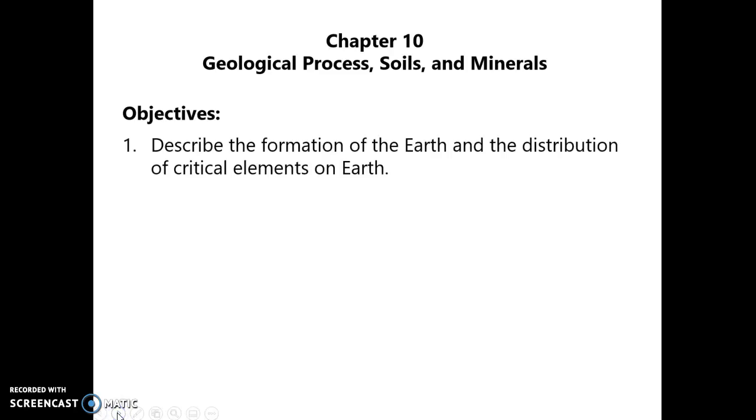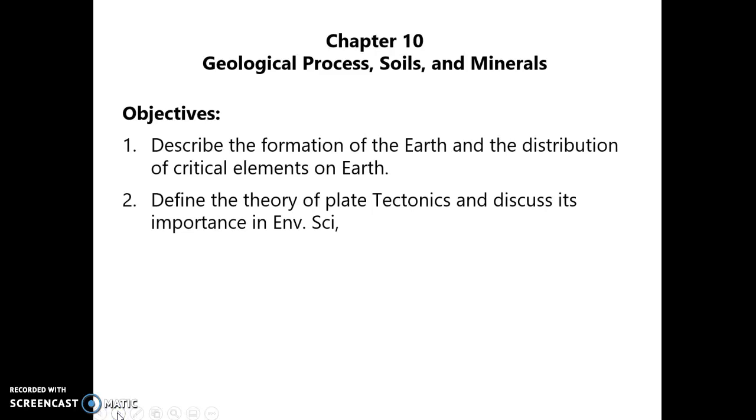The first objective is to describe the formation of the Earth and the distribution of critical elements on Earth. The Earth was formed over 4.5 billion years ago from cosmic dust, which consolidated into a sphere. As it formed, and we'll go through the specifics of the formation, the materials that made up the Earth were not distributed equally from the core of the Earth to the crust or the surface, and they were not distributed across the crust equally either. And that has impacts, which we'll discuss, on the environment, on social groupings, and international relations.